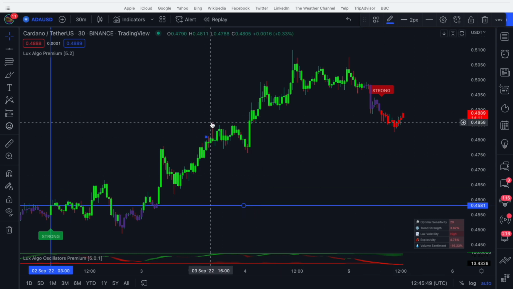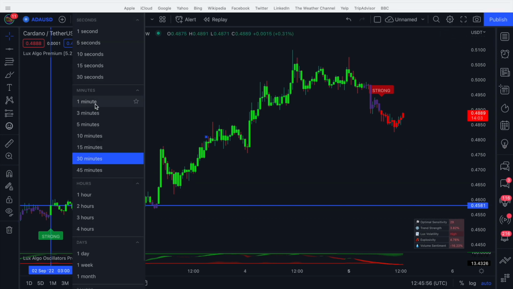But this is not optimal. This is not what they're for. They're not for entries and exits. They're there to tell you, hey, the trend has changed direction. So when we get this signal, how can we use it effectively?